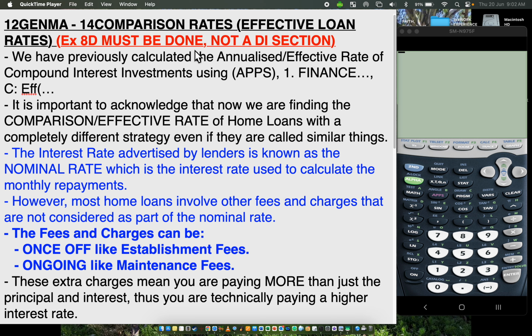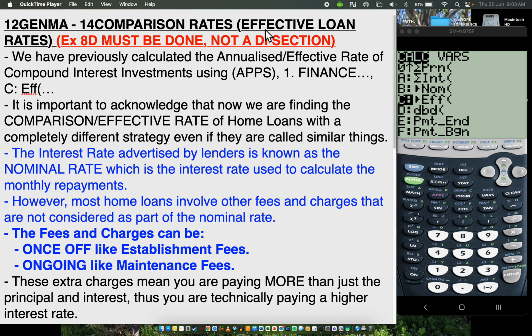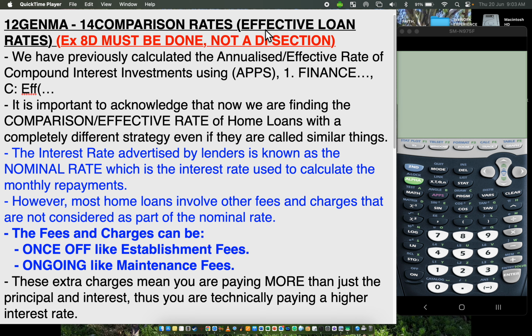Today's lesson is about the idea of comparison rates, otherwise known as effective loan rates. That may ring a bell because we did the effective rate of investments before, and you might remember that the way we did it was with this CEFF. That is only for the effective rate of investments. So please don't confuse the two.